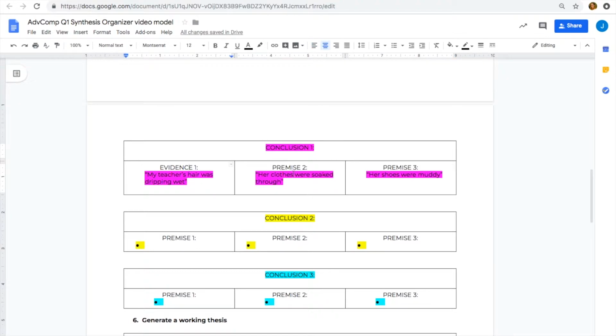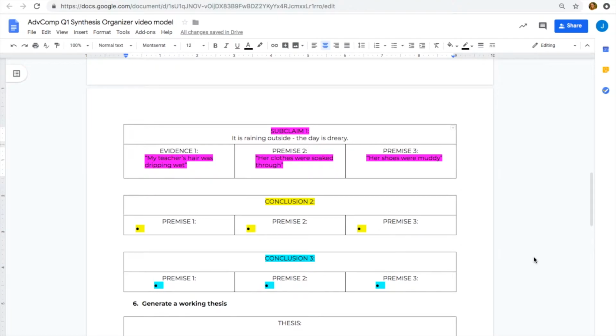So once I look at those pieces of evidence together, I want to think, what can I infer? What subclaim can I create from these pieces of evidence, right? That's just the conclusion that I get from the premises. So I am going to infer that it's raining outside. The day is really dreary. I don't have to go super far with this yet, but I know that this is how my evidences connect, and this subclaim is what connects the evidence to, more importantly, my driving question, and it's going to help me answer my driving question later.